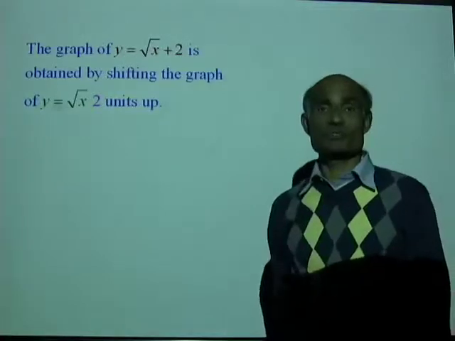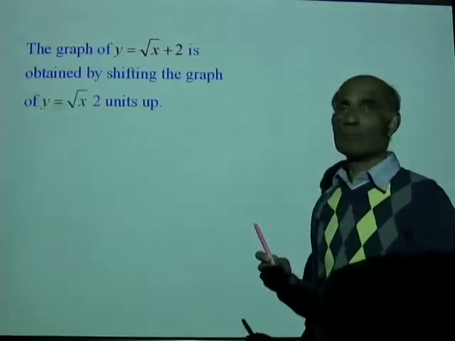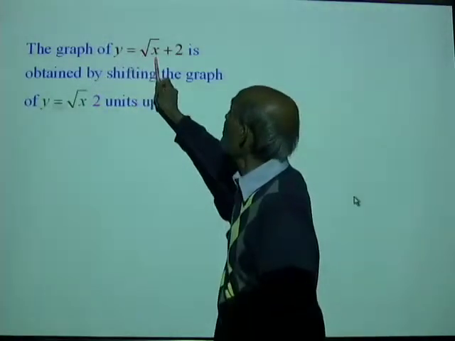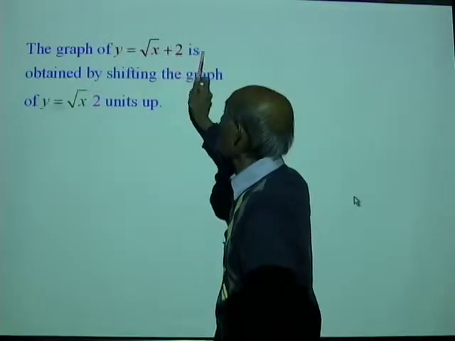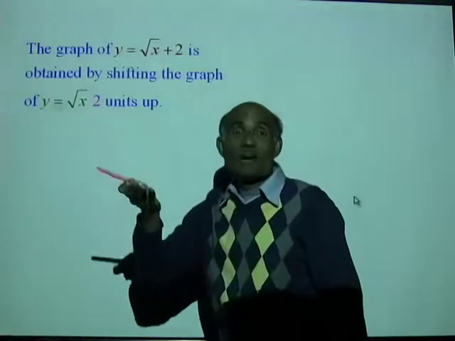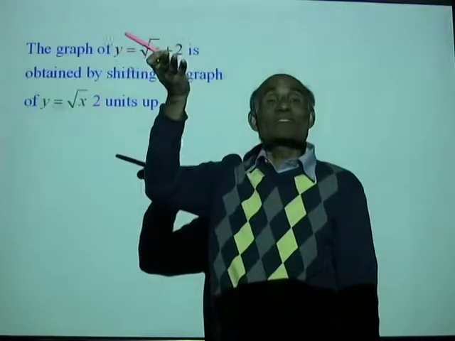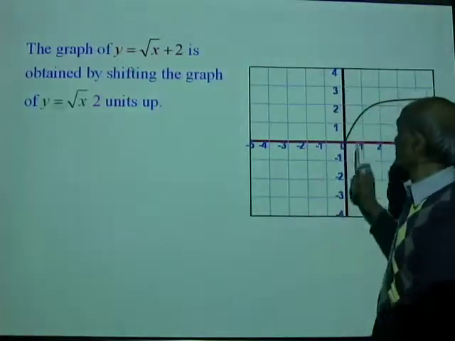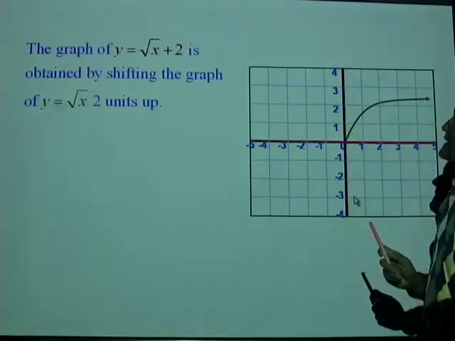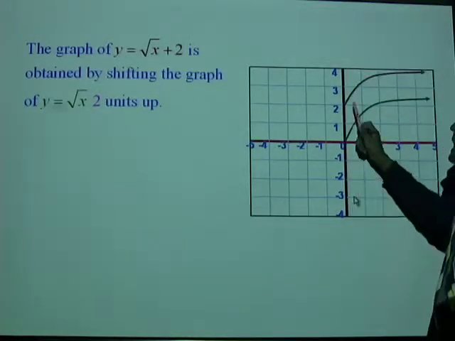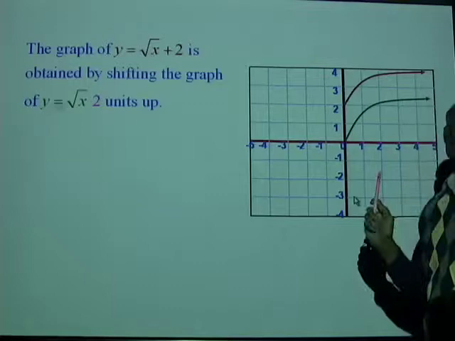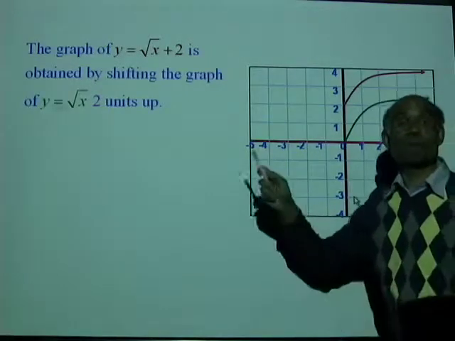Let's now do this. I'm sure you can do this on your own. The graph of y equal to square root of x, plus 2 is obtained by shifting the graph of y equal to square root x 2 units up. So this is the graph of y equal to square root x, and this is the graph of y equal to square root of x, plus 2.